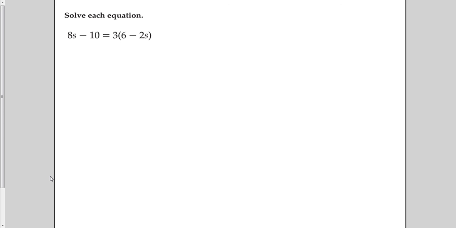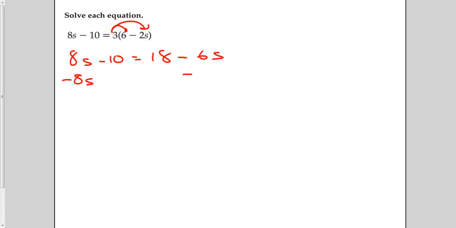So now we have another equation that we have to solve. This equation has a set of parentheses, so we want to do the distributive property. And so what we're going to do is distribute the 3 to both parts that are in the parentheses, and we have 8s minus 10 is equal to 18 minus 6s. Our next step is to move all of our variables to one side, so I'm going to move the negative to the positive. Again, I could have moved the positive to the negative, and actually I will do that just to show you that it's possible in both ways.